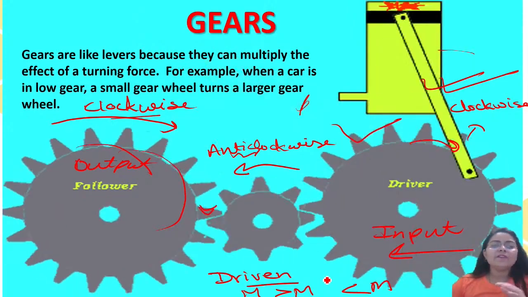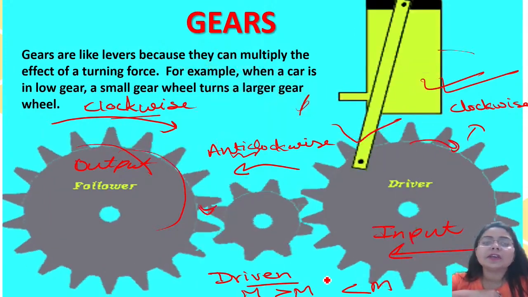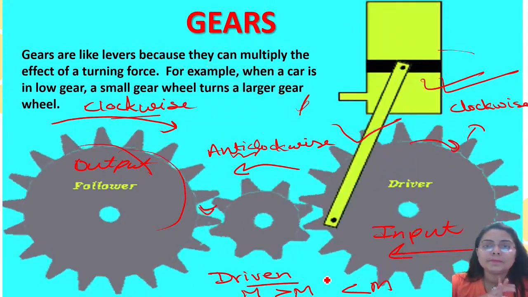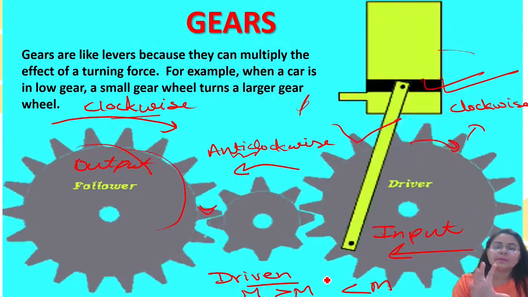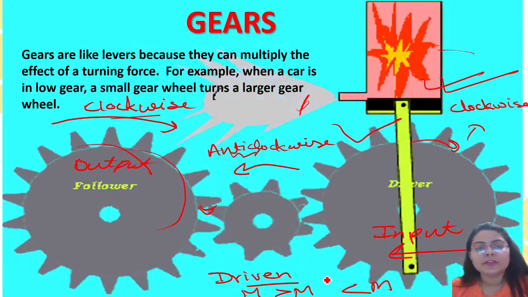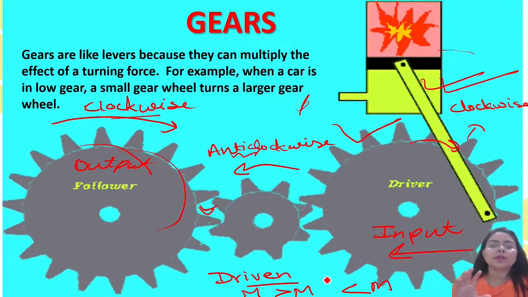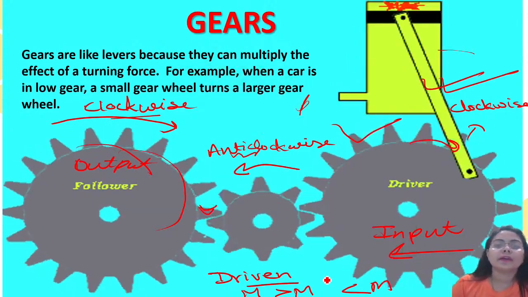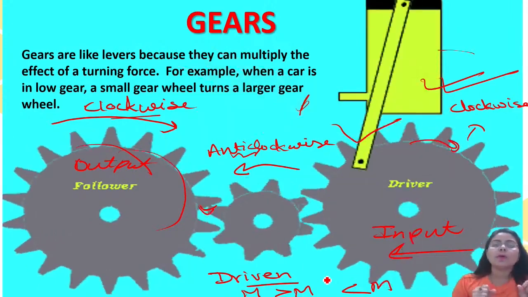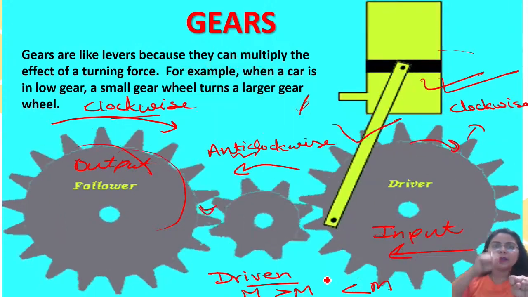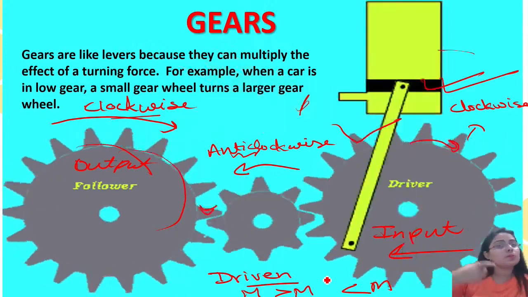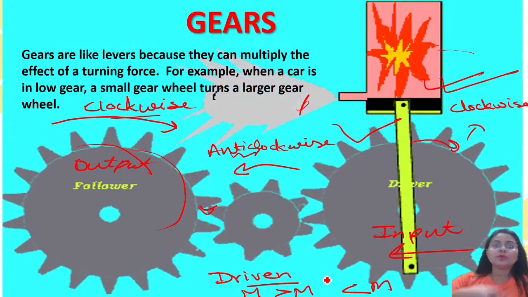So if a larger gear is driven by a smaller gear, then what will happen? What will be the effect on it? Then we can say the larger gear will rotate slower than the smaller gear, right? Why so? Because when the larger gear does one rotation, in that one rotation the smaller gear will do several rotations.